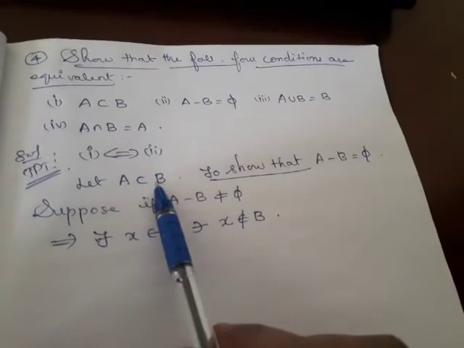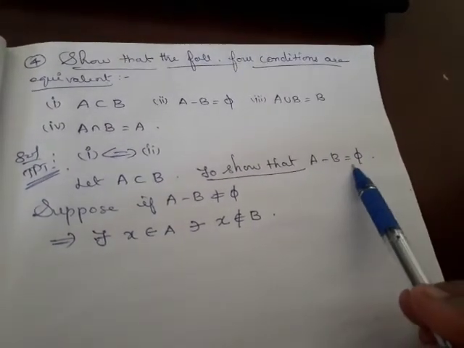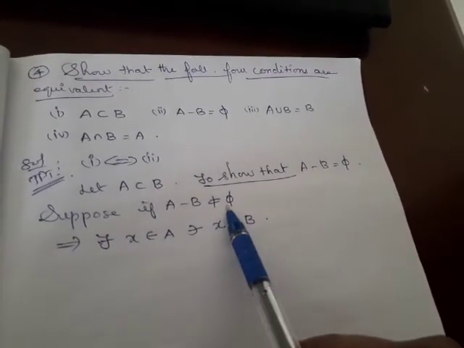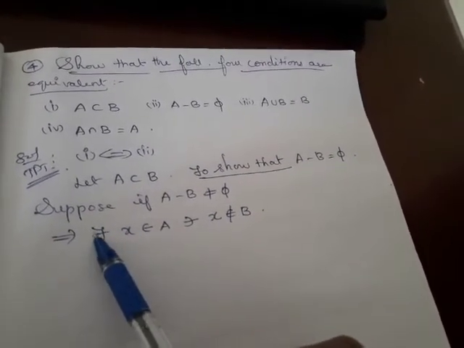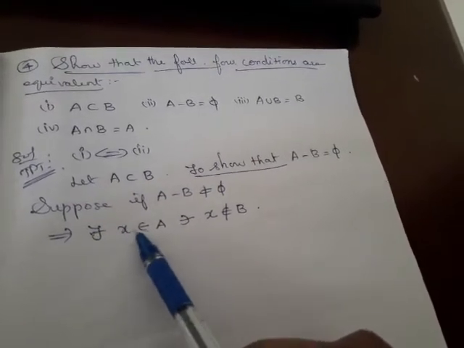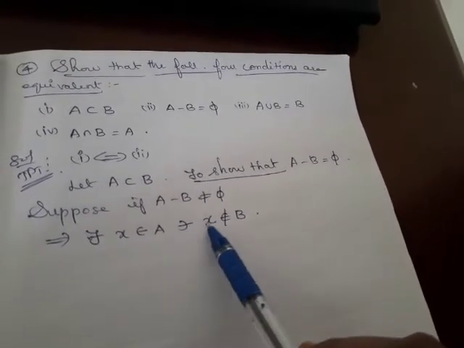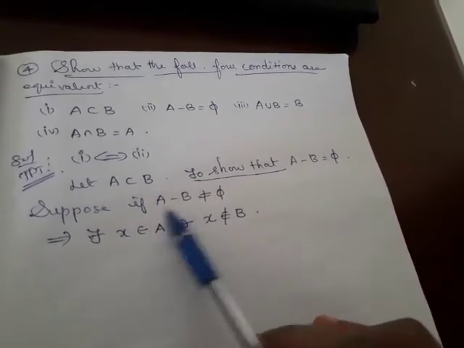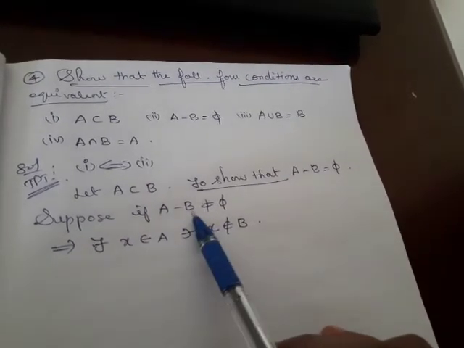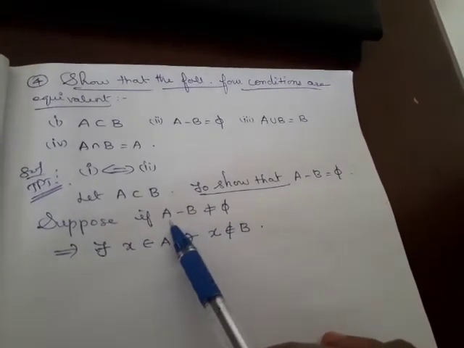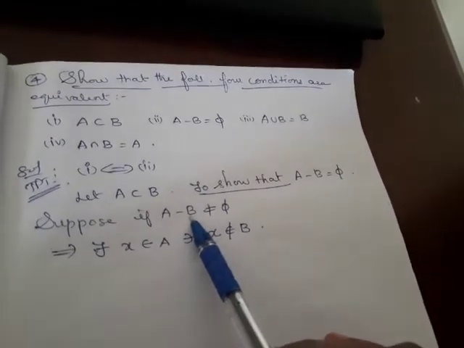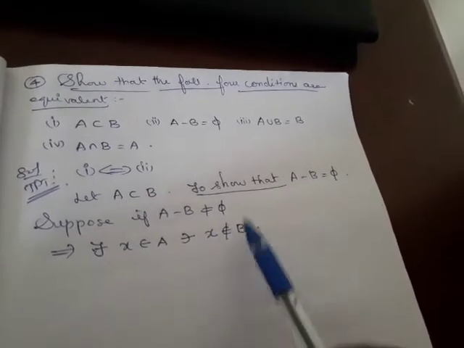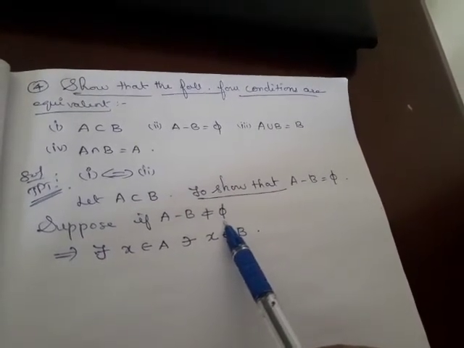So let A be a subset of B, then we need to show that A minus B is empty. Now we are going to consider the contradiction. Suppose A minus B is not empty, then what will happen? There exists, what is the symbol? There exists X belongs to A such that X does not belong to B. How did we get this statement? Because of the definition of A minus B. What is the definition of A minus B? There will exist some element in A which is not there in B, right? So there exists some X in A such that X does not belong to B, since we have taken A minus B is not empty.